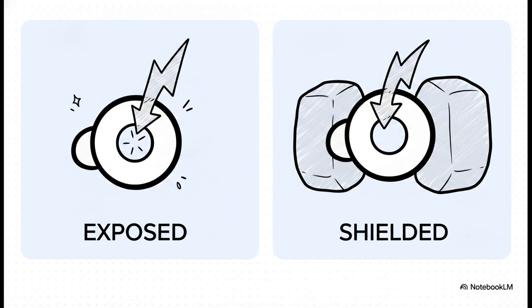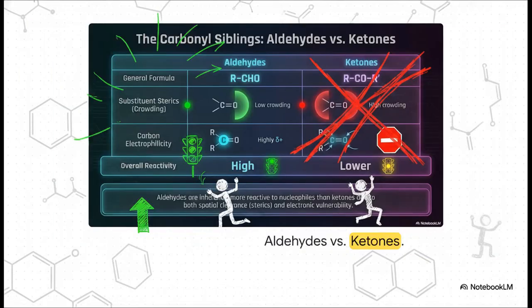So the absolutely crucial thing to grasp before looking at their structures is understanding their core personalities. Aldehydes have very low crowding and are highly reactive. They're just completely exposed. Ketones, on the flip side, have high crowding and lower overall reactivity. They are heavily shielded and incredibly stable. If you look at their physical structures, you can see exactly why this happens. An aldehyde has this tiny hydrogen atom attached to the carbonyl carbon. That means there's almost no spatial crowding, or what chemists call sterics. It is basically a wide open green light for a chemical reaction.